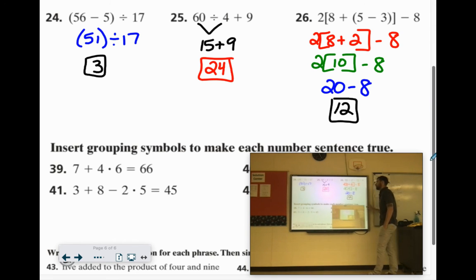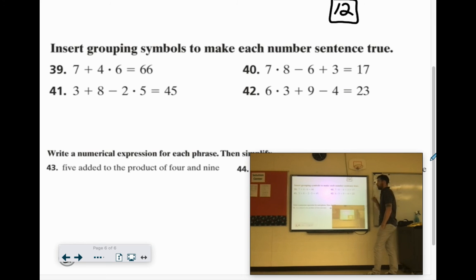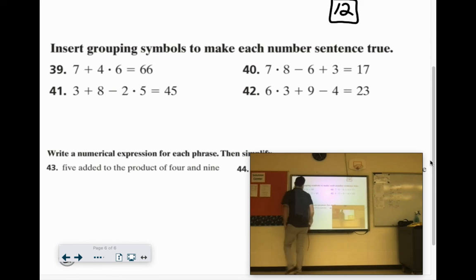Insert grouping symbols to make each number sentence true. So this has to come out to 66, which as it is, we would do the multiplication first. 4 times 6 is 24, plus 7 gives us 31. Ugh. So where can we throw parentheses? Well, we can't throw them around the multiplication because that wouldn't make a difference. So let's try here with the 7 plus 4. 7 plus 4 is 11. 11 times 6 gives us 66.